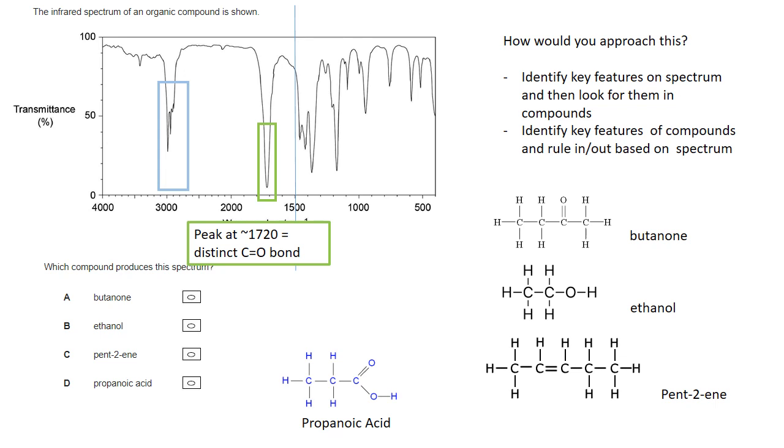We don't have that. We don't have a broad peak there. We have a smallish peak just below 3000, so that would indicate C-H, but there is no OH present. So that means the only option for this spectrum is butanone, option A.